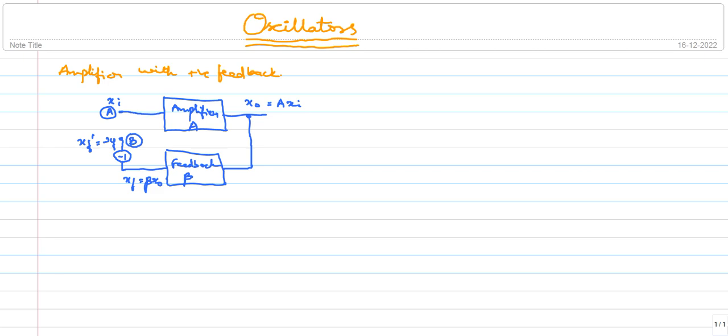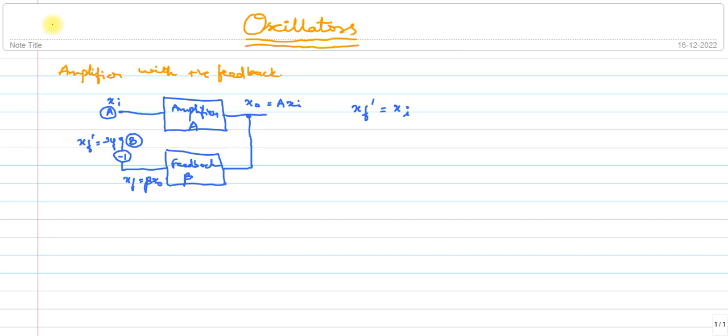Now, how can I make it self-sustained? That means, how can I make it provide periodic outputs with no input signal? As we are giving an input signal here and getting something here, by any chance, if we make this xf dash equal to xi, that means whatever we are giving as input to the amplifier A, the same thing we can produce.